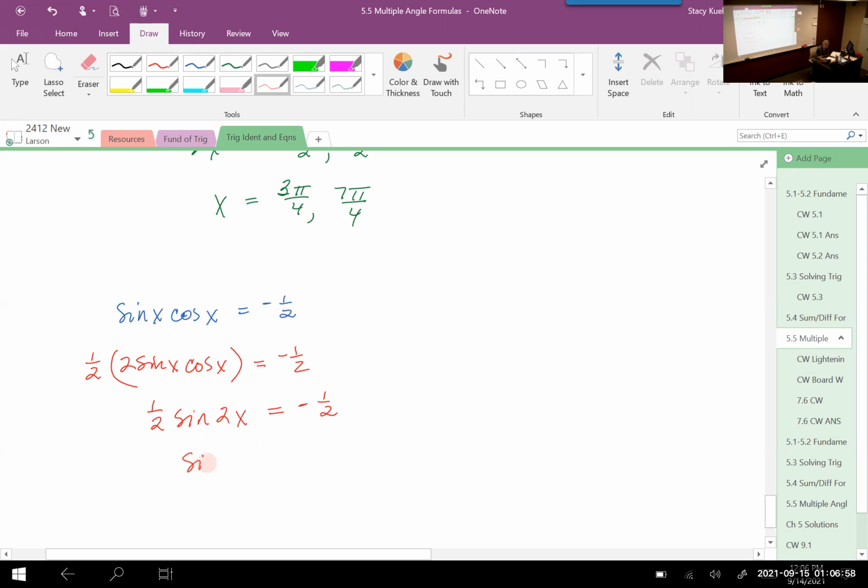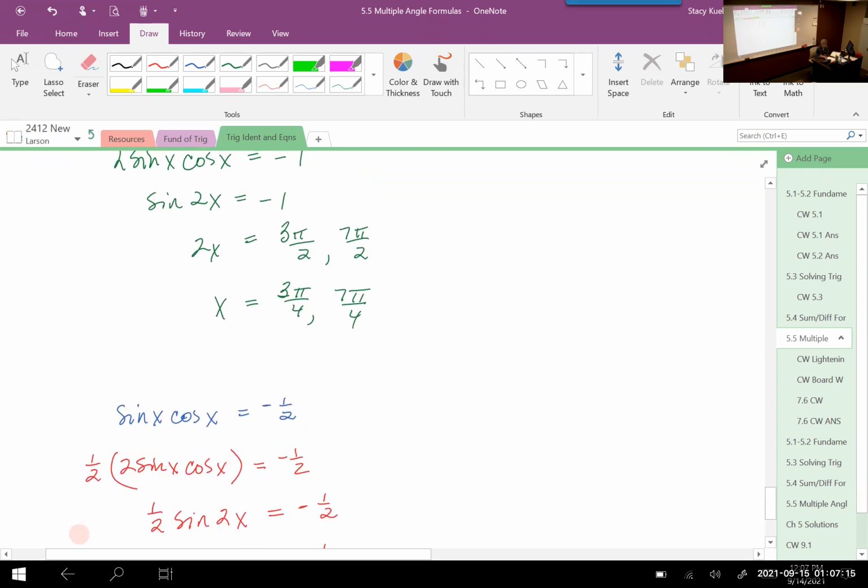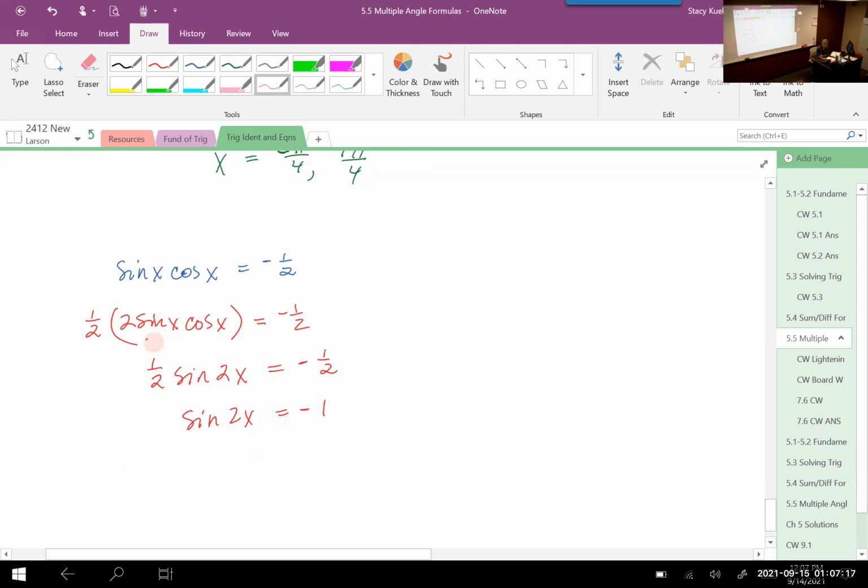Okay, but how did you get the sine 2x? I mean, where did the cosine go? So sine 2x is now, if I multiply both sides by the reciprocal, if I divide both sides by 1/2, then I would get the -1, which is what we had up there. But this is an identity that we just learned. That's our double angle identity for sine.